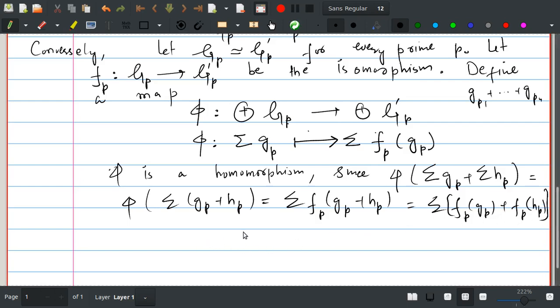So which is the same as phi of this sum gp plus phi of this sum hp. So phi is a homomorphism.